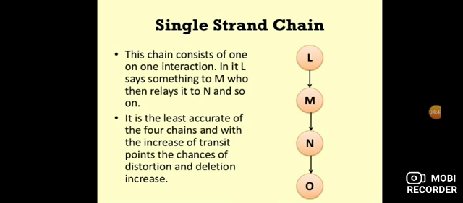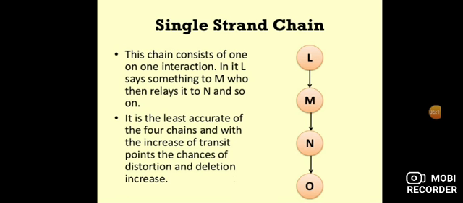This is the least accurate of the four chains, and with the increase of transit points, the chances of distortion and deletion increase. This is the disadvantage of the single strand chain: the message can be distorted at any point, as it is transmitted through different persons. So there is a high chance of message distortion.